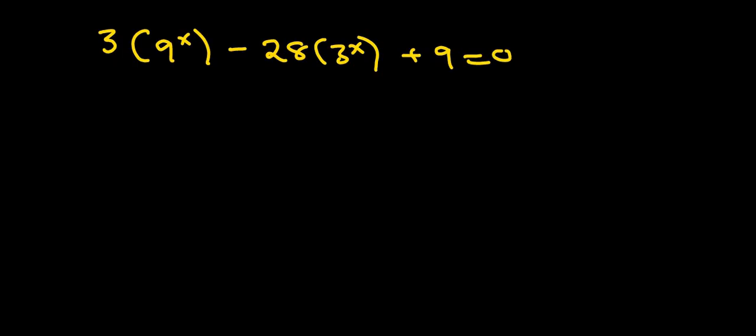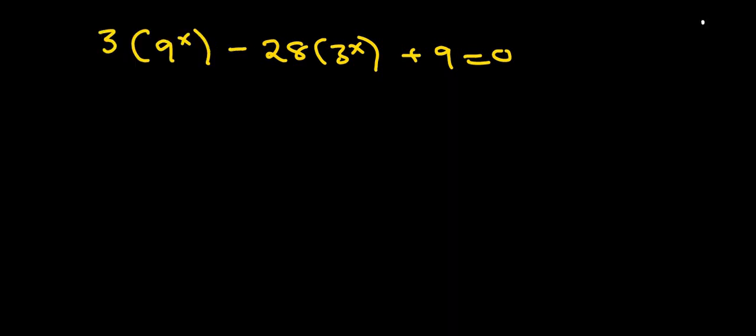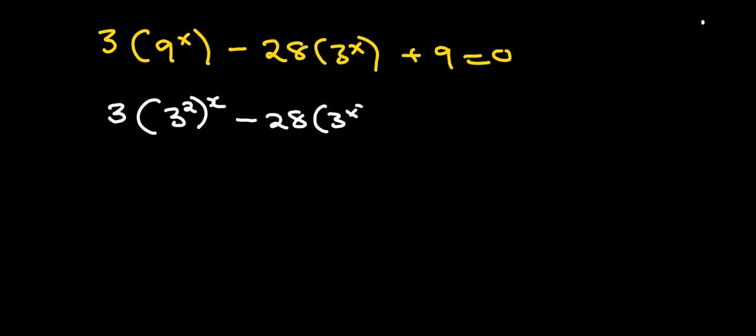So the first thing that we do is reduce the 9, because we have two different parts, right? We have the 9 to the power x and the 3 to the power x. So we need to reduce the bigger part into the smaller part so that they look alike before we replace with a particular letter. So this is going to be 3 times 3 to the power 2 with an x. Then this is minus 28. We leave this untouched. Plus 9 is equal to 0.